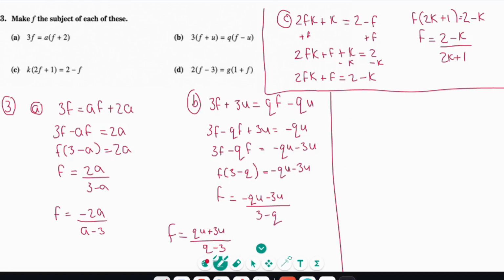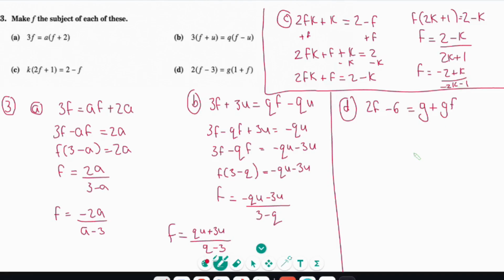Okay, lastly, part D. Expand your brackets. 2f minus 6 is equal to 1g, or just g, plus gf. Oh, on C, if you had done it the other way around, you would have got minus 2 plus k all over minus 2k minus 1.